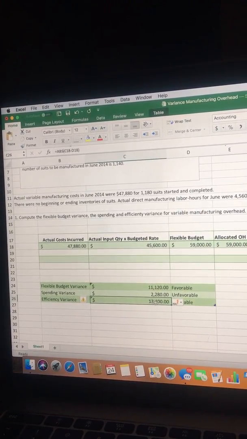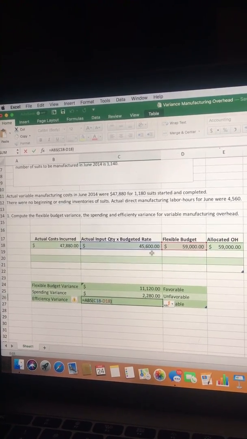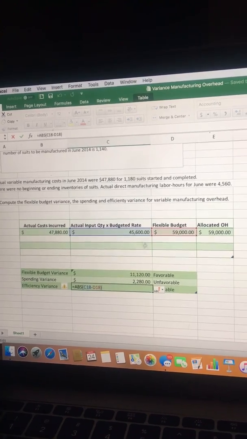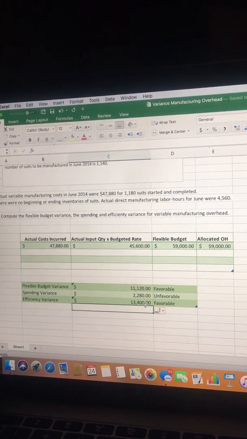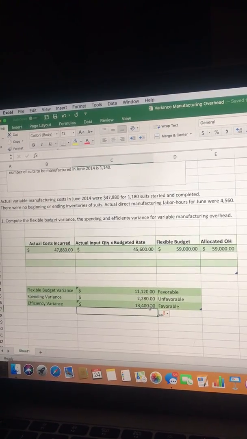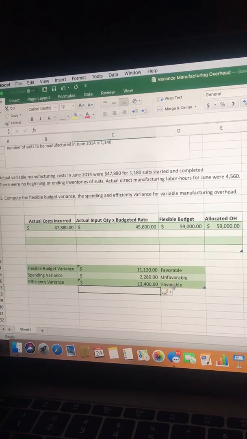Now, lastly, we have our efficiency variance, and that is going to be the difference between our actual input quantity with our budgeted rate and our flexible budget. And as you can see, when we do the absolute value of that, we get $13,400, and that is going to be favorable because we ended up spending less.